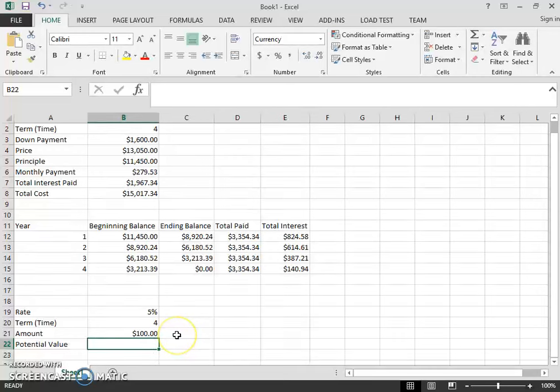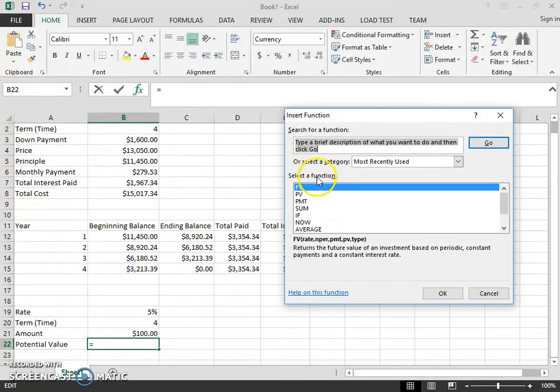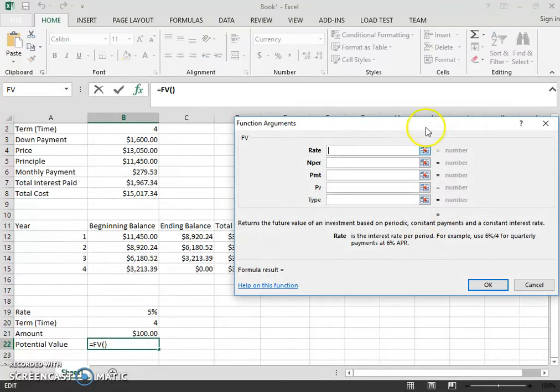Technically, we can just go up and remove our decimal places. Now to find our potential value. Once again, I'm going to go back to the FX, or in other words, the Insert Function button. I'm looking for future value. If I don't see it listed, I could type in FV for future value, and there it is, so I click OK. Now, once again, we have our 3 bolded areas that we must fill in.